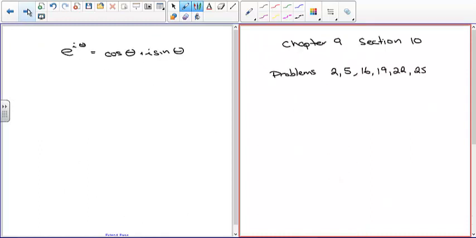Okay, so there's the homework for this section. We already talked about how you get e to the i theta equals cosine theta plus i sine theta. So I think we've pretty much covered everything that we need to.